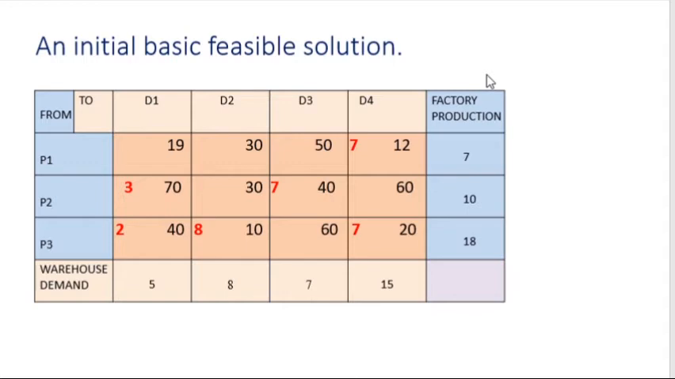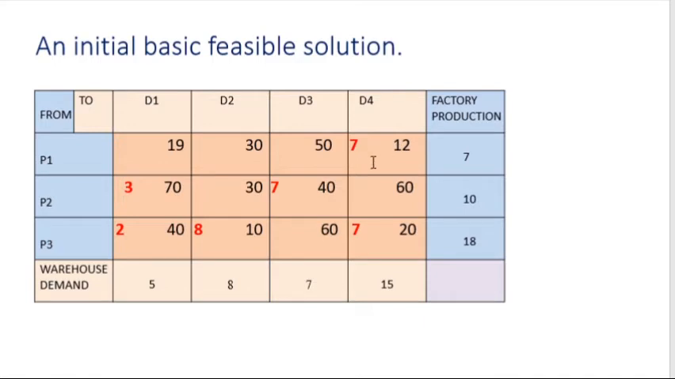In Modi method, for iterating the initial basic feasible solution to optimum solution, an important step is calculation of Ui and Vj. Ui and Vj are cost corresponding to rows and columns respectively. So in this lecture we will see how to calculate Ui and Vj.